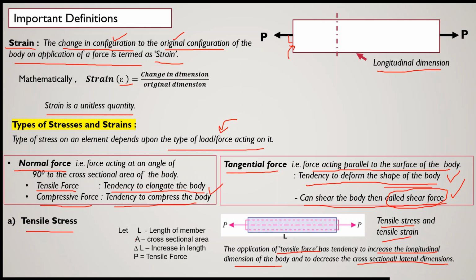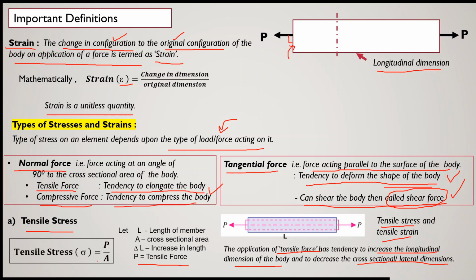Now let us formulate this tensile stress. So here in this figure, let us suppose L is the length of the member, A is the cross section area, that is the lateral surface area on which a normal force is acting. Suppose delta L is the increase in length. This increase in length from both sides, if you add up, let us suppose it is delta L. Delta L means very small increase in length. And obviously P is the tensile force.